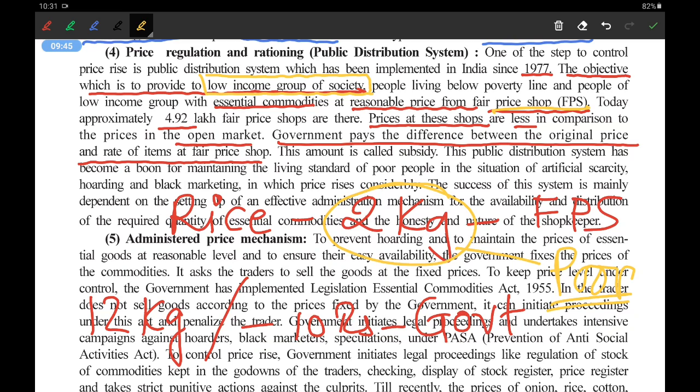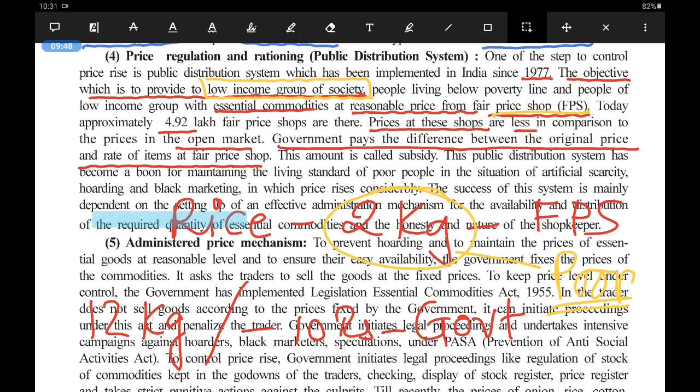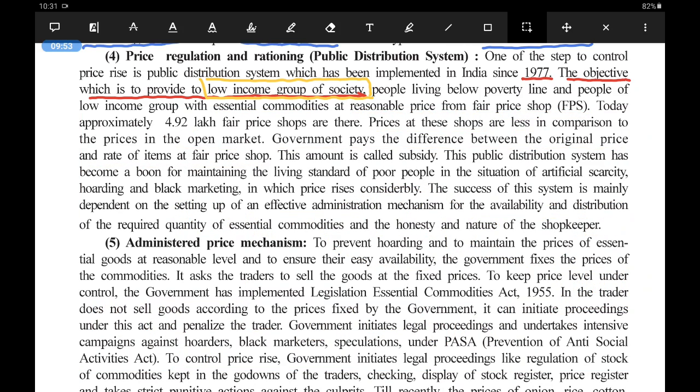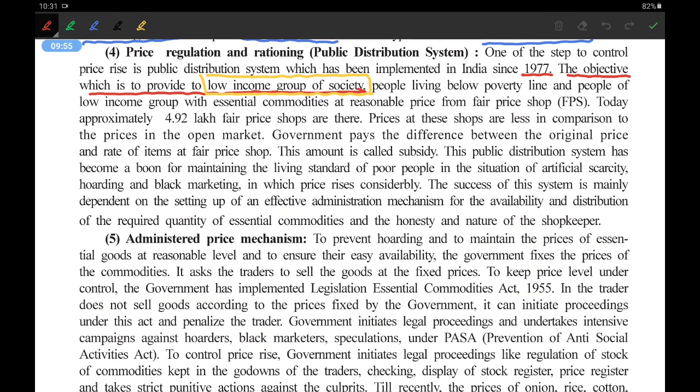I hope you understood this particular concept. In this way the fair price shops are working in society. Government pays the difference, and this amount is called subsidy. This public distribution system has become a boon, a great thing, to maintain the living standard of poor people in situations of artificial scarcity, hoarding and black market. Due to this, poor people can sustain in these hard times, in which prices rise considerably.